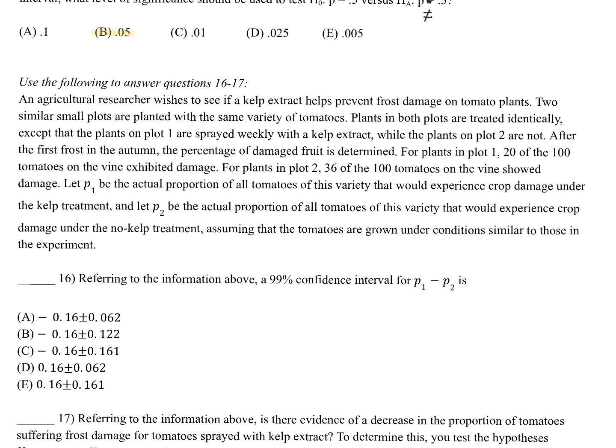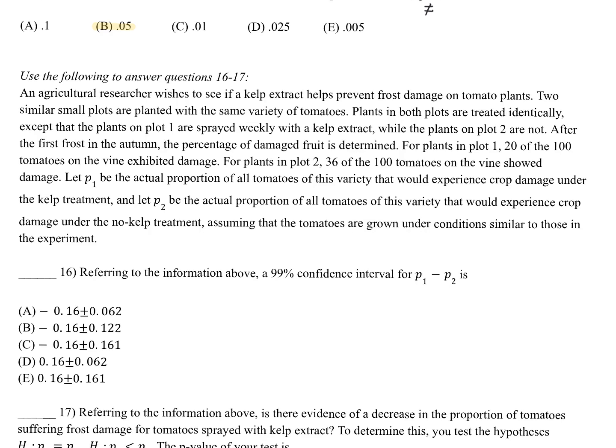All right, and then the last two questions use this scenario. An agricultural researcher wishes to see if a kelp extract helps prevent frost damage on tomato plants. Two similar small plots are planted with the same variety of tomatoes. Plants in both plots are treated identically, except that the plants on plot 1 are sprayed weekly with a kelp extract, while the plants on plot 2 are not. After the first frost in the autumn, the percentage of damaged fruit is determined. For plants in plot 1, 20 of the 100 tomatoes on the vine exhibited damage. For plants in plot 2, 36 of the 100 tomatoes on the vine showed damage.